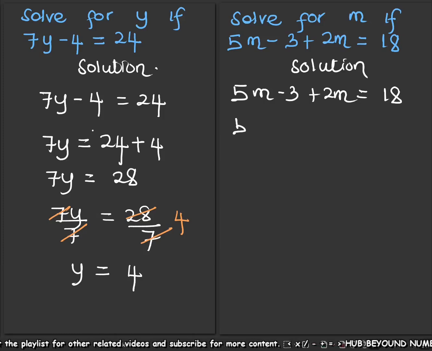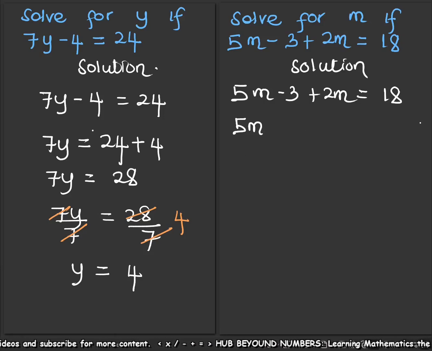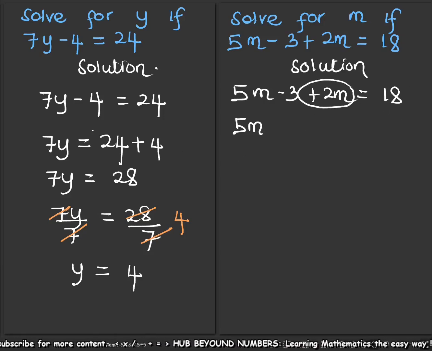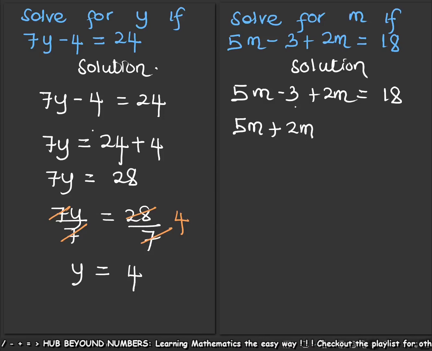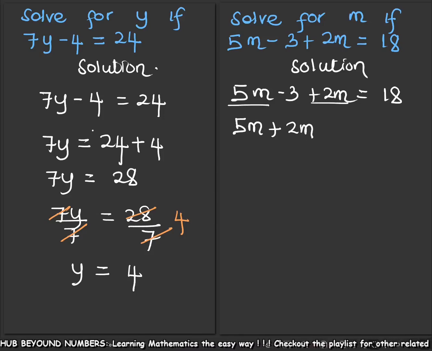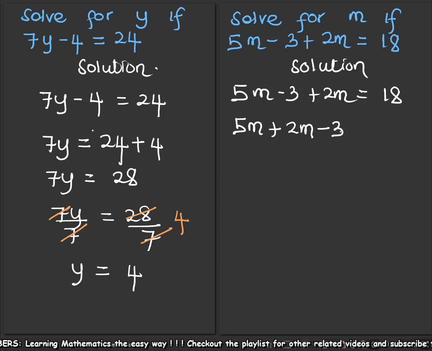We have 5m, and take note that any number when being moved, so far as it is not crossing the equal to sign, moves along with its sign. You see, so we have 5m then plus 2m. So we have written out this, and we have also written out this. We are left with our negative 3. So minus 3 is equal to 18.